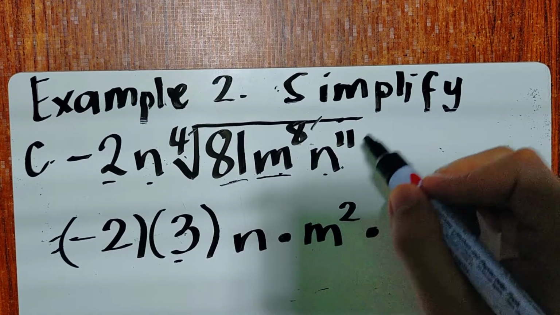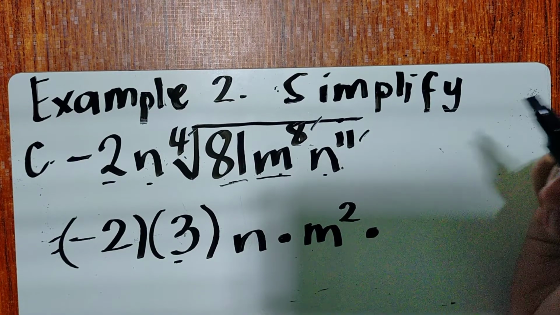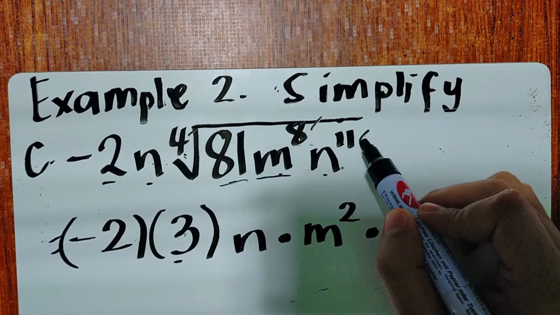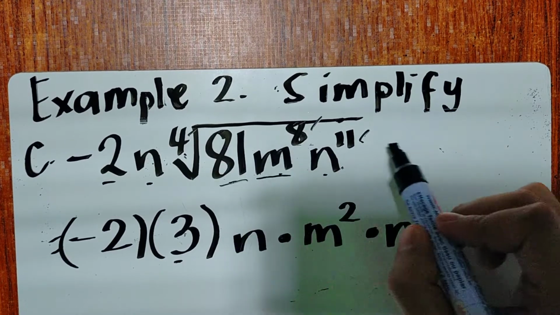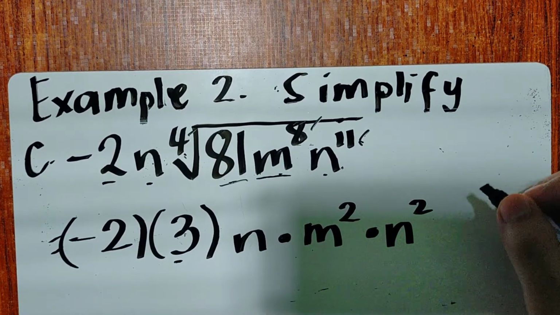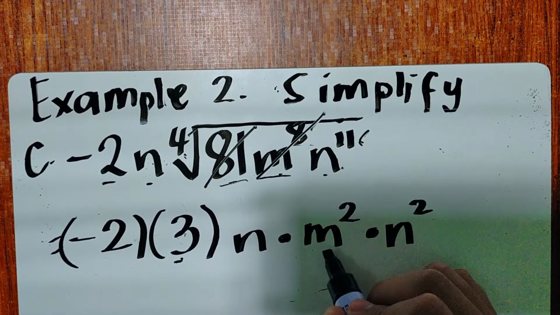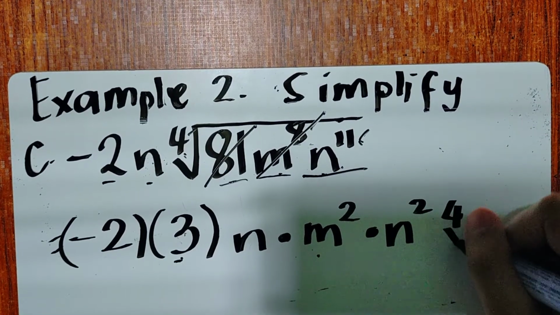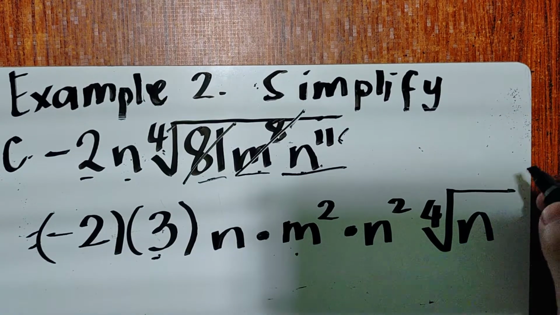Next, n raised to 11. Since 11 is not a exact value ng 4. So, hanapin natin ilang 4 meron sa 11? Dalawa. So, 2 times 4 is 8. So, ilang yung natira doon sa 11? 3. So, ito na-eliminate na natin na ilabas. Ito, saktong na ilabas. Ito, hindi. So, ano yung natira? 4th root of n raised to what? Ilan yung natira kanina? 3.